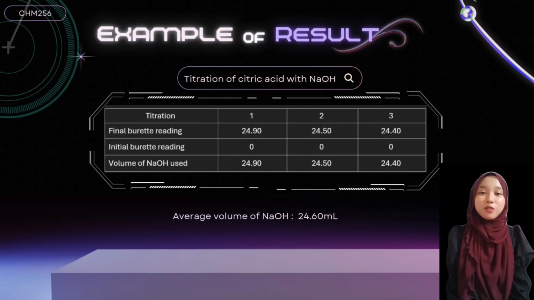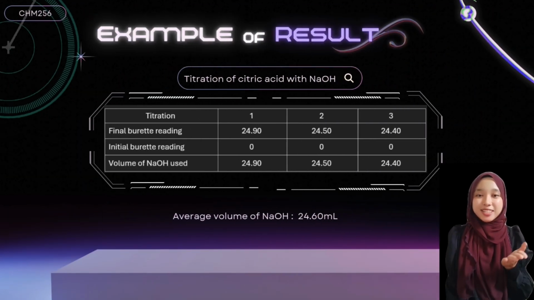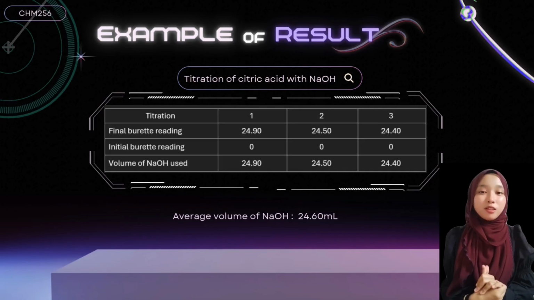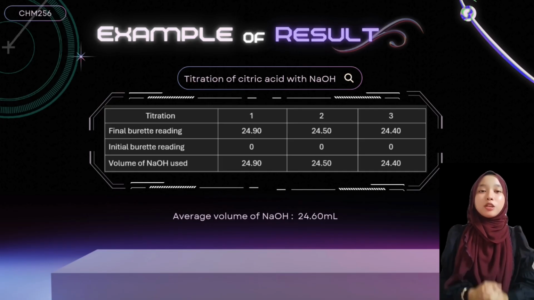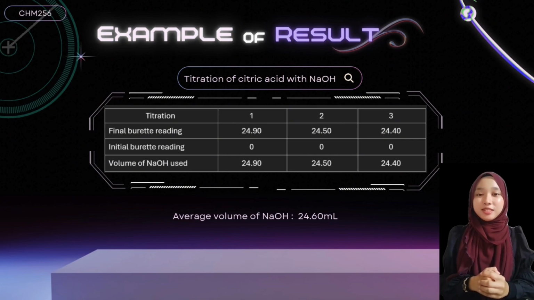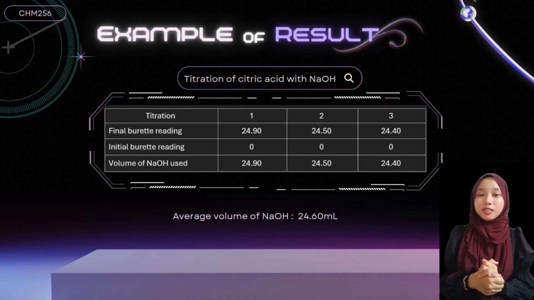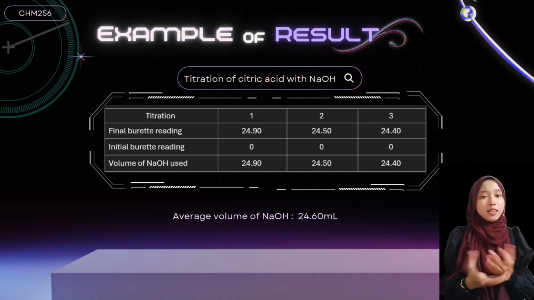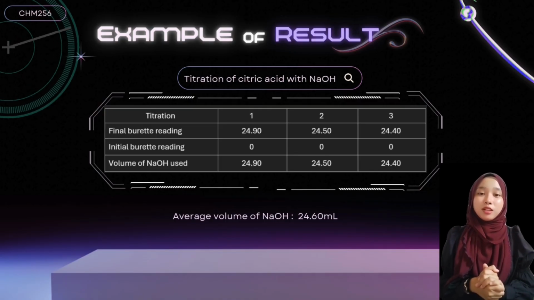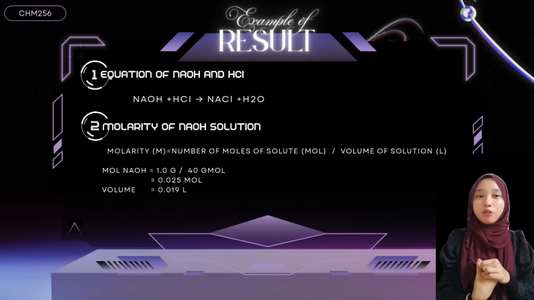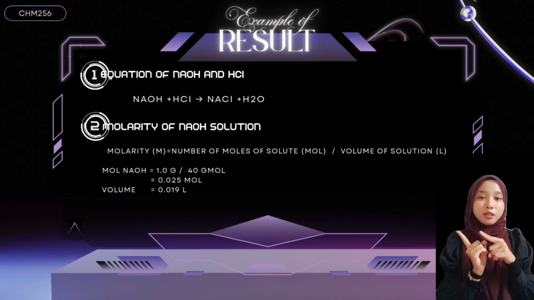Next, we have the result of the titration between citric acid and NaOH. Again, we carried out the titration 3 times without including the rough. The NaOH volumes used were 24.90 ml, 24.50 ml, and 24.40 ml. For this reading, the average volume of NaOH used is 24.60 ml. This data will be used to calculate the molarity of the citric acid, but in this slide, we are just showing the titration result.